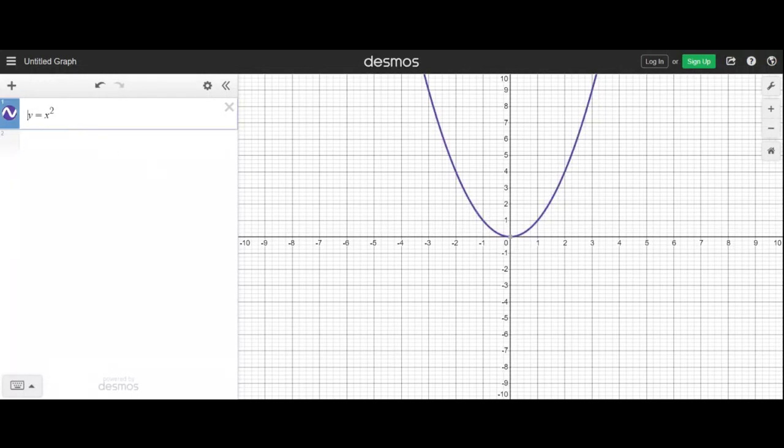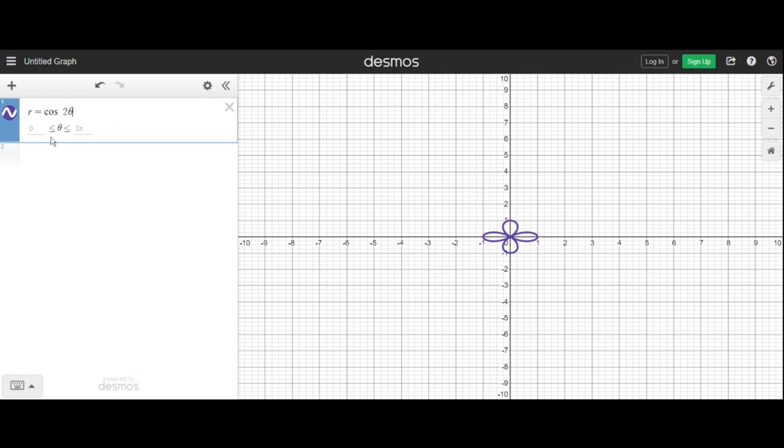Now what I'm going to do, I want to graph the polar equation. So this is a Cartesian equation, but I want to graph r equals cosine of 2 theta. So I'm just going to say r equals cosine of 2, and then theta, I'm going to type T-H-E-T-A, and there's theta. And by default, it's letting theta be between 0 and 2 pi.